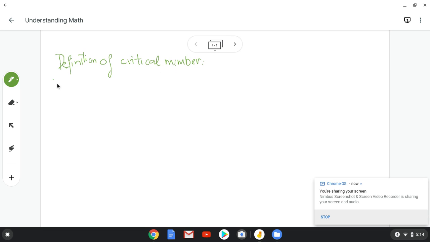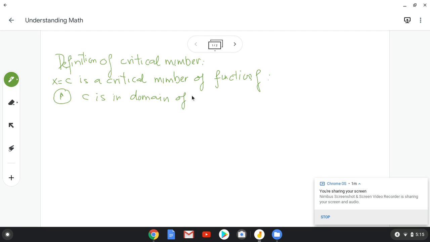So let's see, x equals c is a critical number of function f if and only if two things happen. First of all, c must be in the domain of f. Or we can say that f(c), when you substitute c in the function f, does exist.